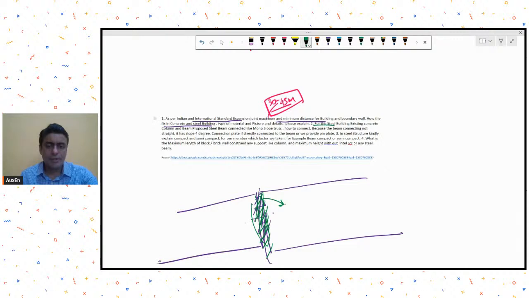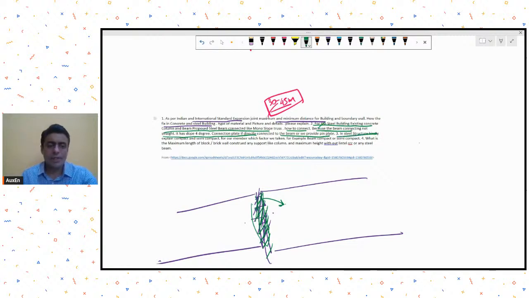For the steel building, existing concrete column and beam proposed, steel beam connected like monoslope truss. How to connect? Because the beam connecting not straight, it has slope 4 degrees. Connection plate if directly connected to the beam, or we provide pin plate. No, I am not able to understand what he's asking. Please provide some images. Question not understood.